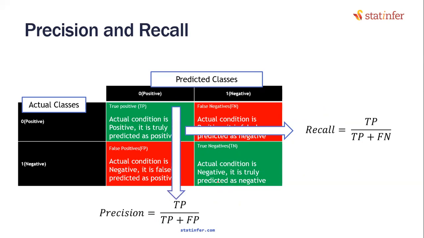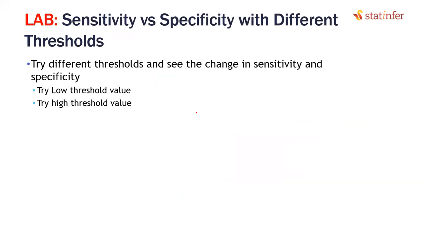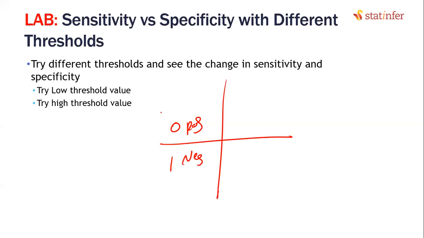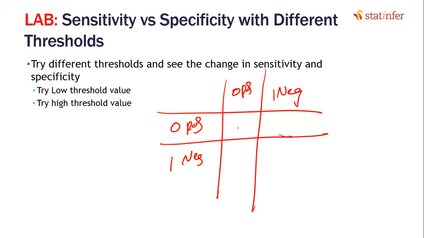Let us write down all the formulas by ourselves. You have 0, which is known as positive, and 1, which is known as the negative class. If you can do it by yourself, then there is no need of any explanation. This is true positive. Predicting negative as negative is true negative. Predicting positive falsely as negative is false negative. Predicting negative falsely as positive is false positive.